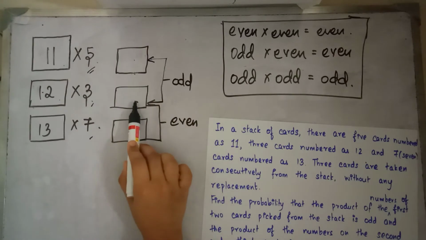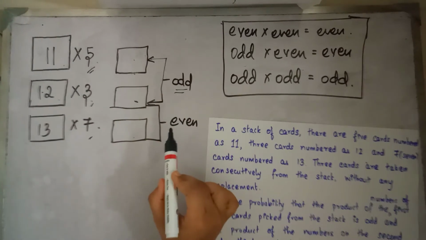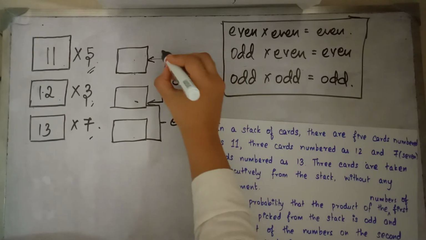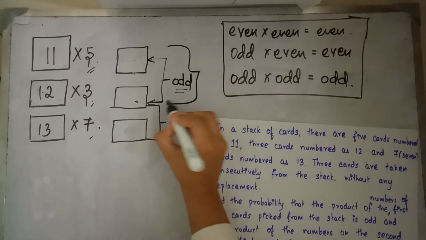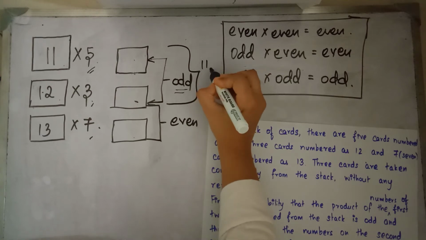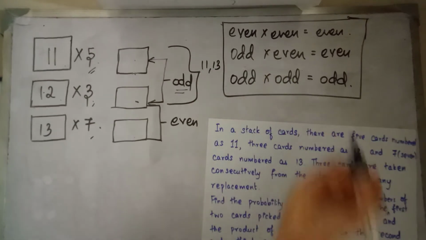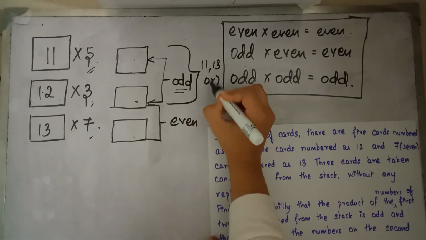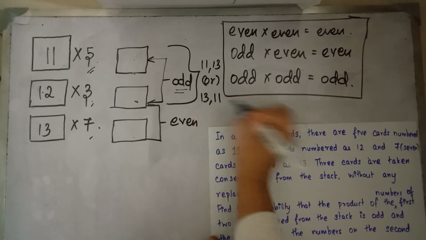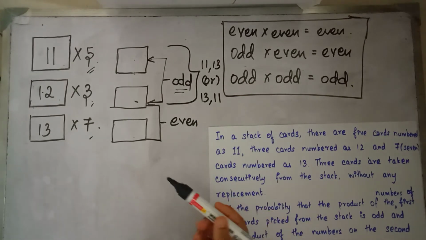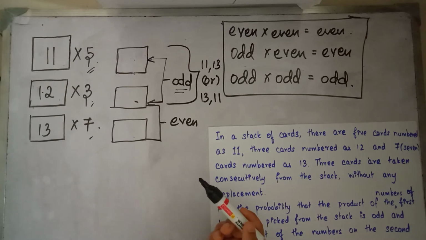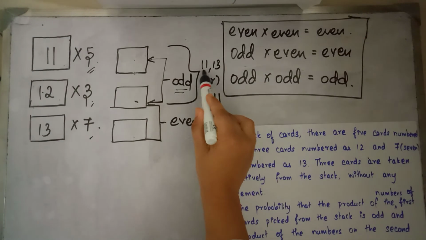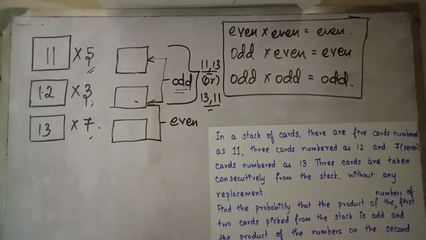The first 2 cards' product has to be odd. So for these 2 cards, we can have the option 11 and then 13, right? First I could get 11 and then 13, or I could get 13 and then 11. Now I'm taking these 2 cards along with the third card without any replacement, so the order actually matters. You have to find separately for 11, 13 and 13, 11. It's 2 different cases.